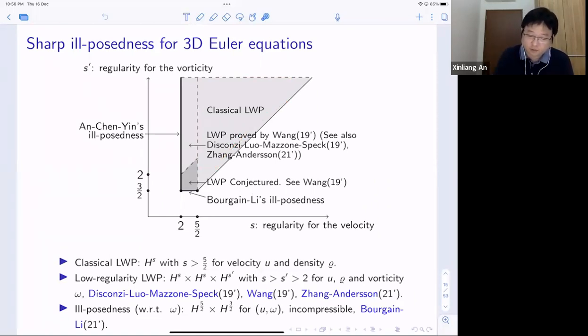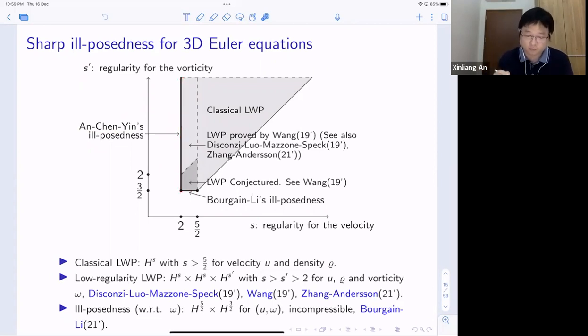And the very recent work by Chen Wang and also by other groups proved local well-posedness in this region. The darker gray region is still not fully proved yet. This is a conjecture to be true. And Bourgain-Li's quite famous example for the incompressible case shows that along this solid line, we will have ill-posedness, where the key mechanism is from the vorticity. We expect this to be the sharp ill-posedness for this side. So the result we just stated, joint with Haoyang Chen and Silu, proves that we have ill-posedness for this solid line, from 3/2 to infinity.